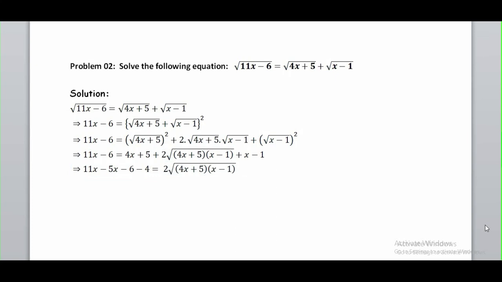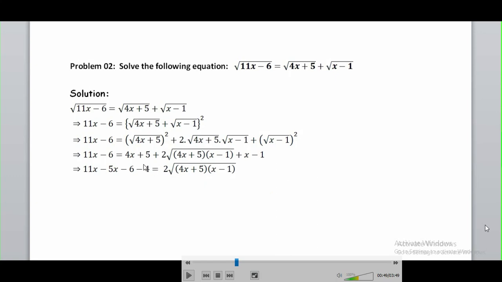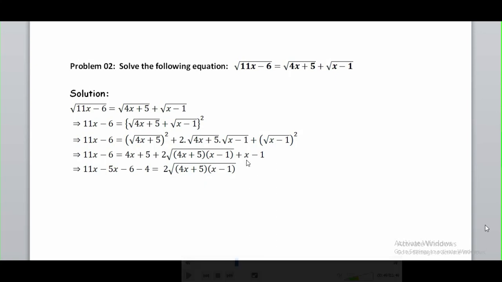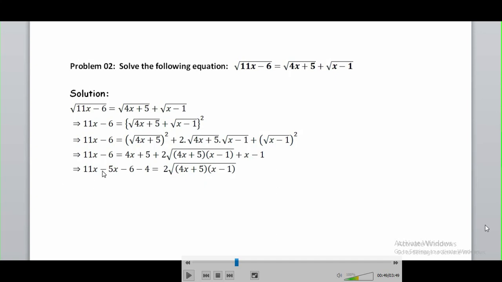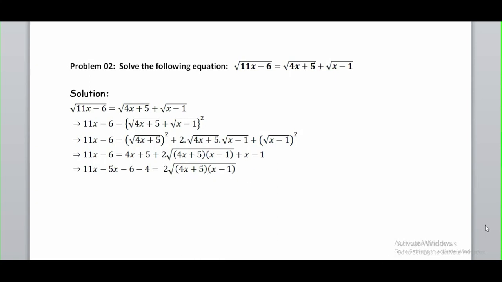Now you can see that we have taken all the terms excluding the radical at the left side. This 5x comes from 4x and this x. They are 5x, and if we take 4x and this x, 5x at the left side, then it becomes minus 5x, and this minus 6, and 5 and minus 1, that is 4. If we take 4 at the left side, it will be minus 4, and 2 root over 4x plus 5 into x minus 1, and this is the same as it was.